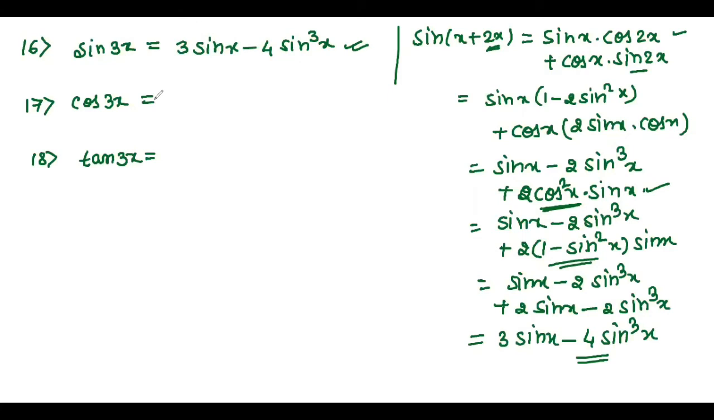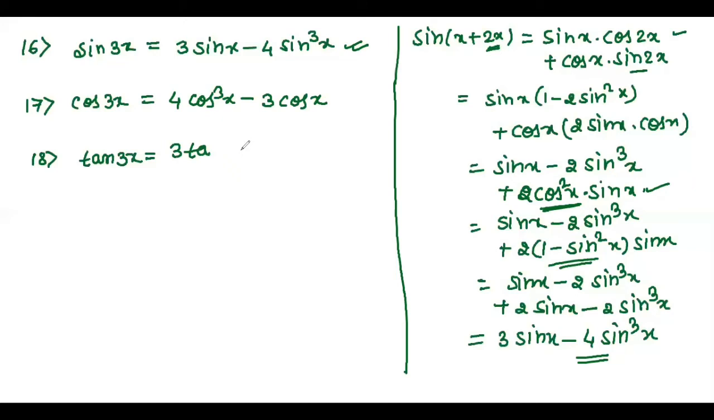Now next cos 3x. I'm not going to derive cos 3x here, as it is similar to sin 3x. So you just have to remember the formula. The formula is cos 3x equals 4 cos cube x minus 3 cos x. Then tan 3x is 3 tan x minus tan cube x divided by 1 minus 3 tan square x. So these are the three formulas based on 3x.